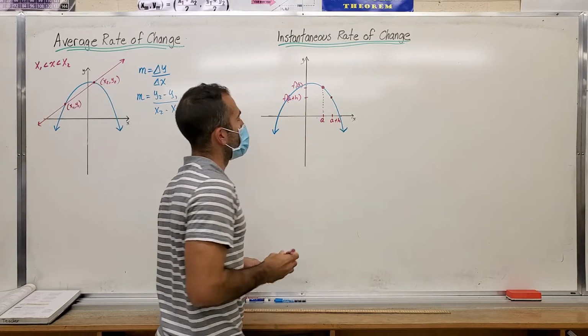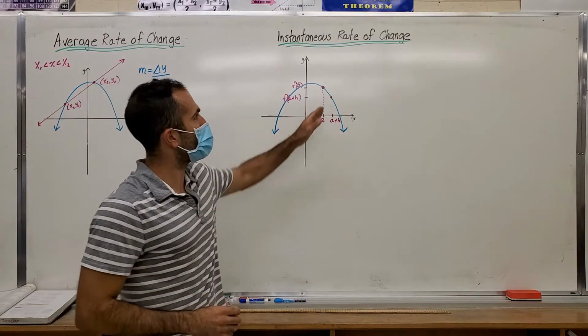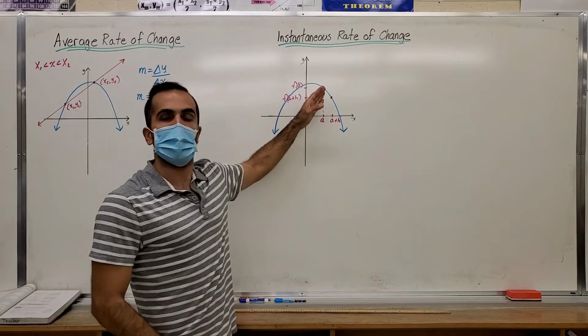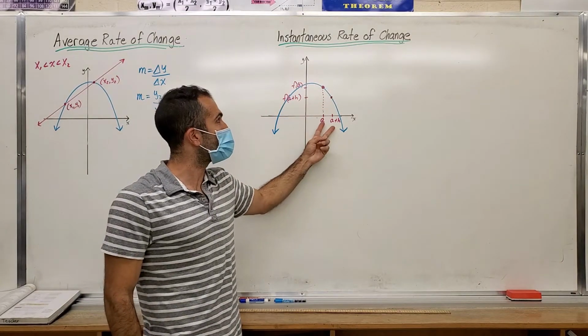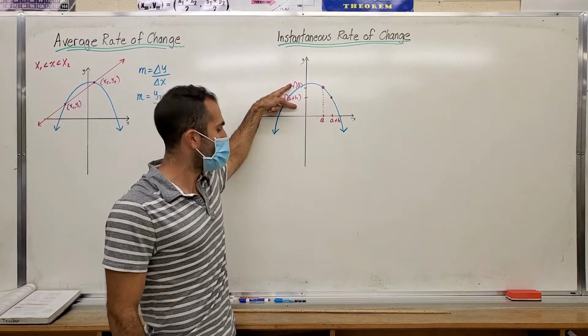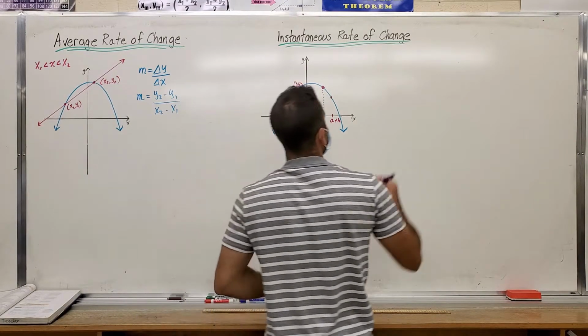That's the y value. Okay, so now I've labeled my points, which means I actually have the x values and the y values of these points. Here are the x values, and here are the y values. So I'm going to create my slope formula.